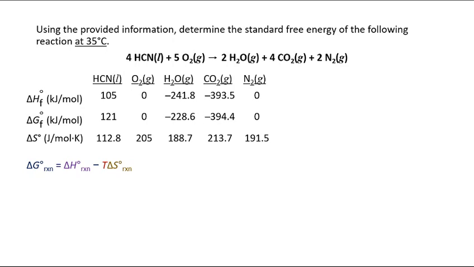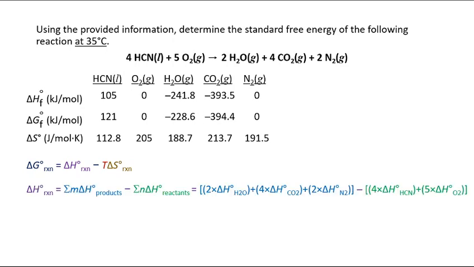Again, we can't use our standard G or delta GF anymore because they're not going to be valid in this situation. If we know something about our delta H, using the same rules that we've done in the past, the same kind of relationship using Hess's law, if we know the standard delta H's of all of our products and reactants, we can solve for the standard delta H of our reaction.